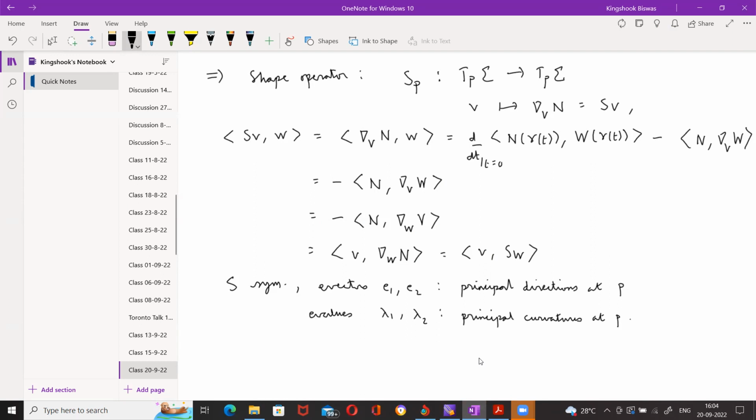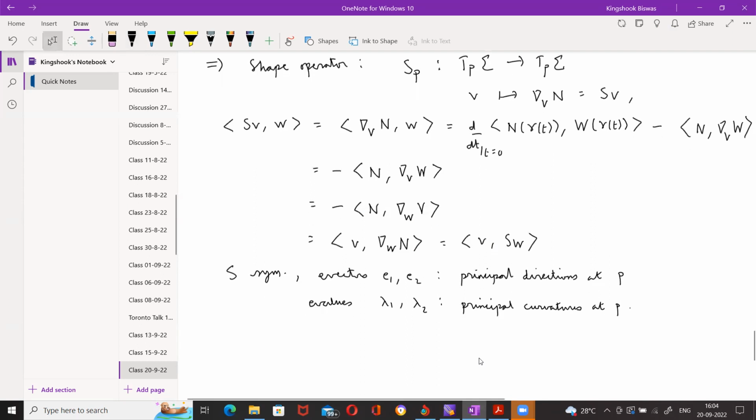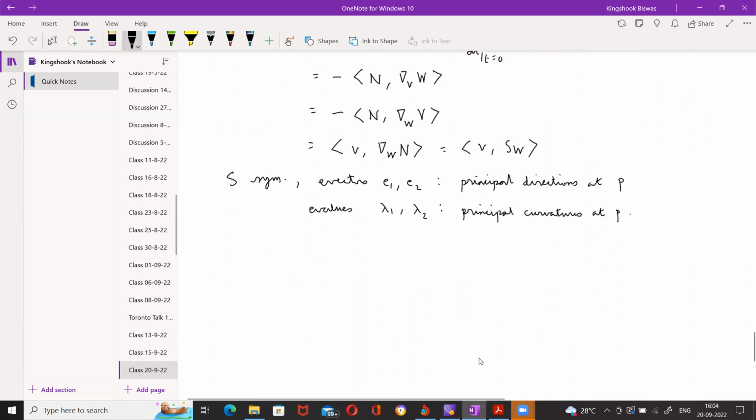Now, the story is the following. The point is these principal directions and principal curvatures are not intrinsic to the surface. I cannot measure these using only sigma. That is, using only distances in sigma, I cannot measure the principal directions and the principal curvatures at P. So let me give you an example.